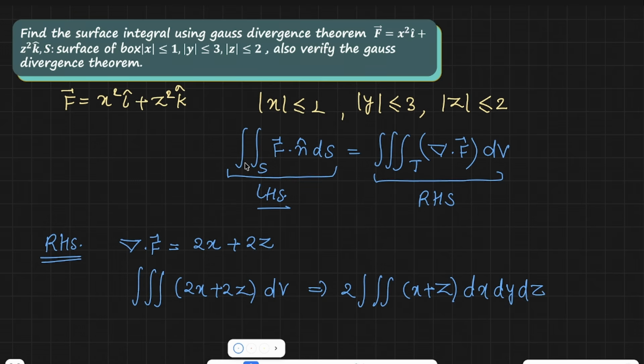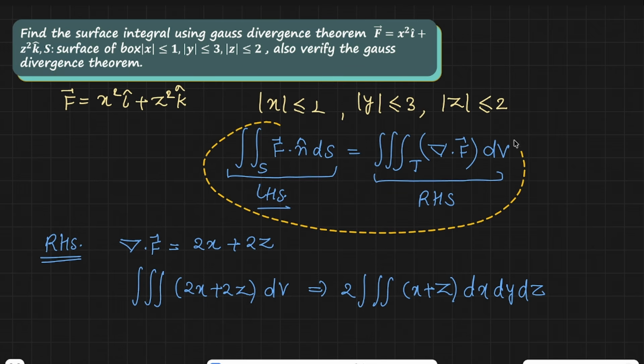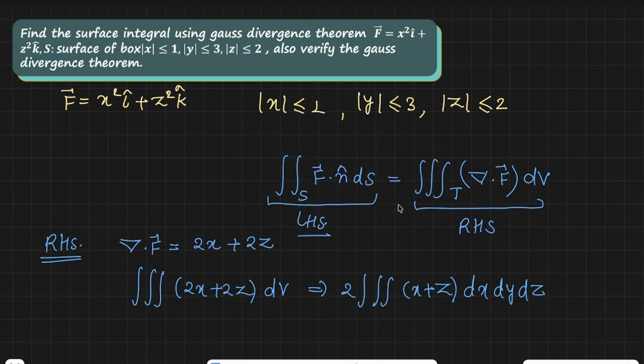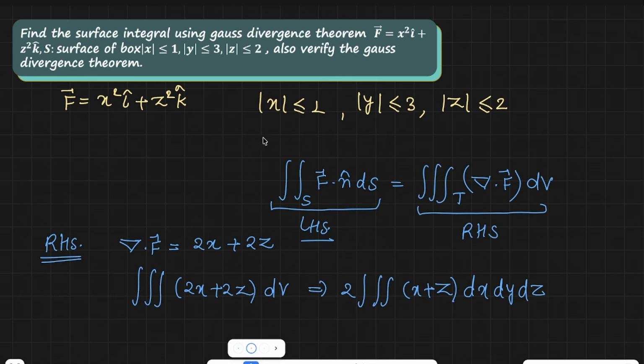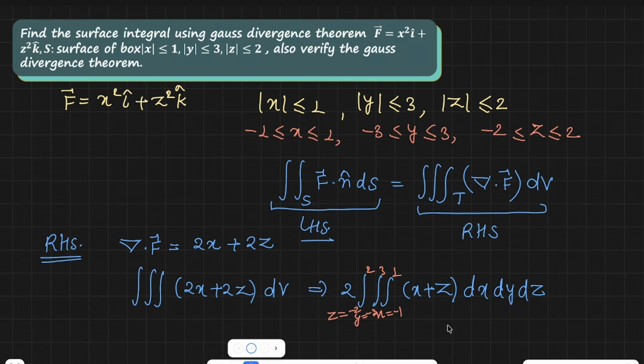Now for the limits, what do you mean by the mod? The mod means x is going to be minus 1 to 1, y is going to be minus 3 to 3, and z is going to be minus 2 to 2. When you apply this, what will be the answer? The answer will be 0. Okay, this is the solution.